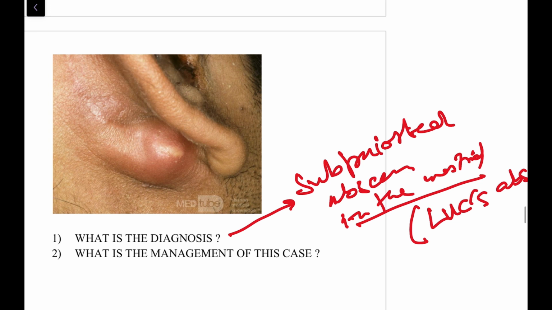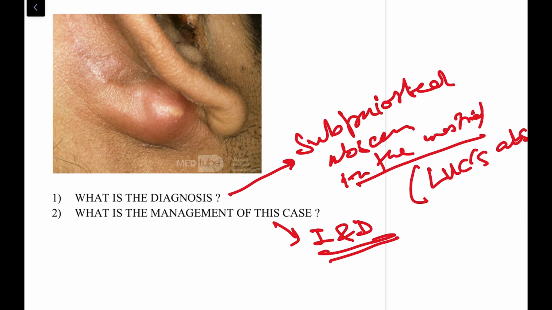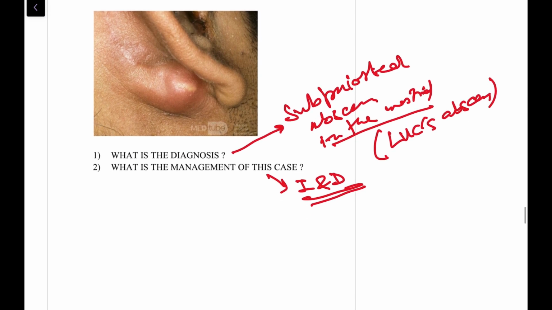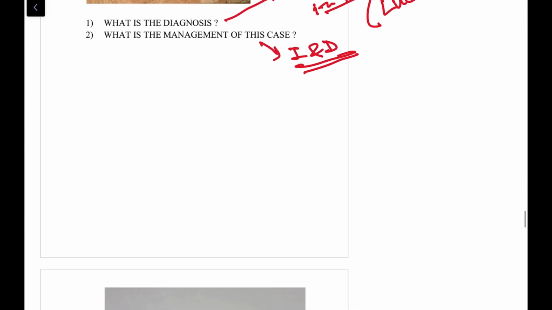So what is the management of this case? Any abscess, the best management that you can do is incision and drainage. Here again you may be asked about the complications of chronic otitis media, because a subperiosteal mastoid abscess is the commonest complication of chronic otitis media.